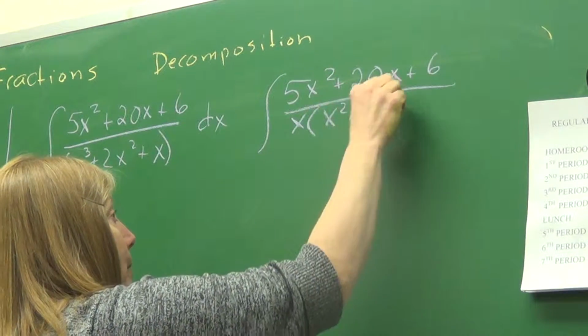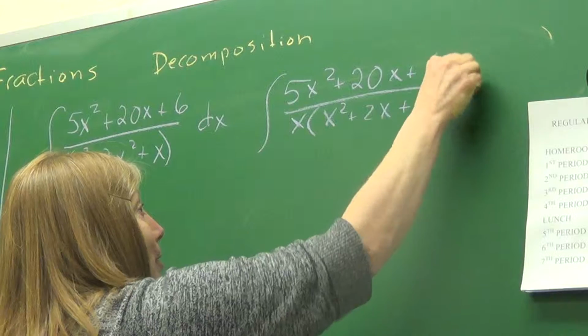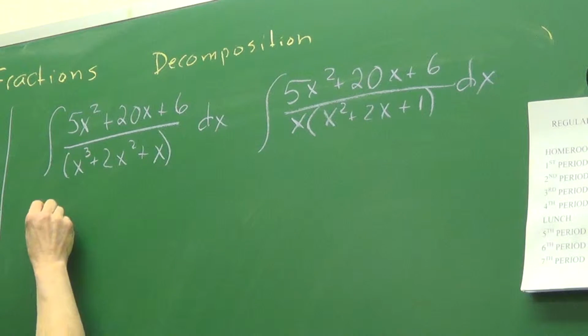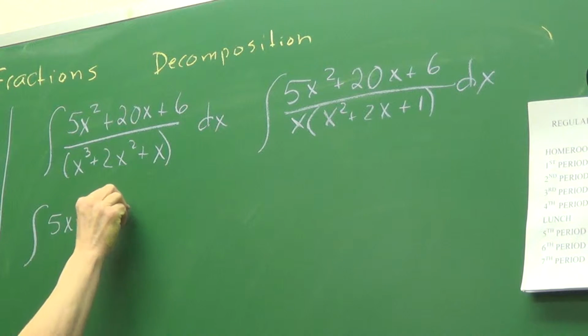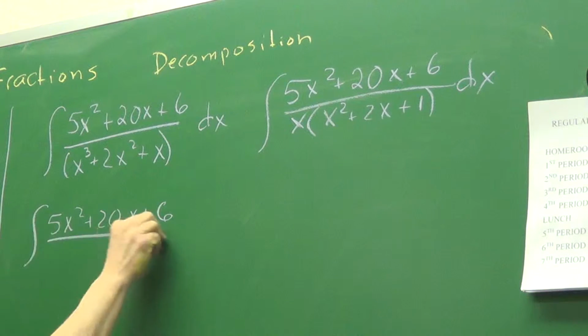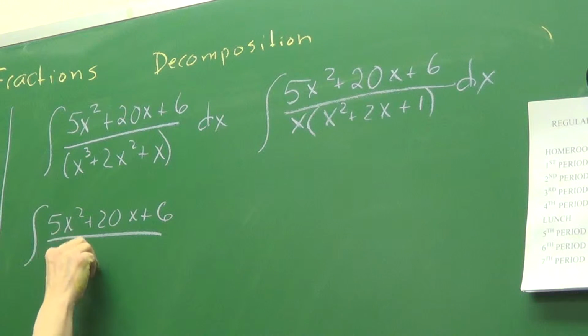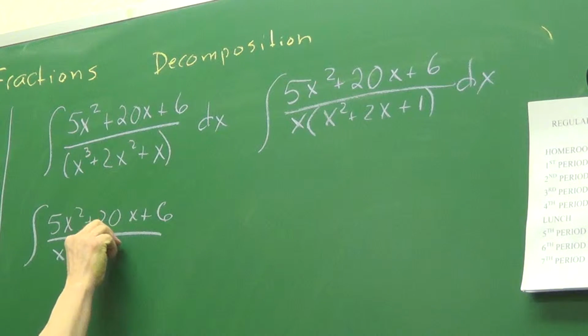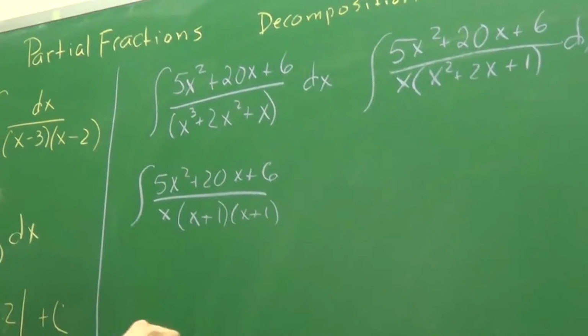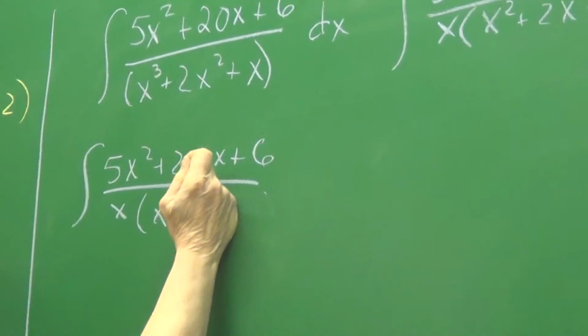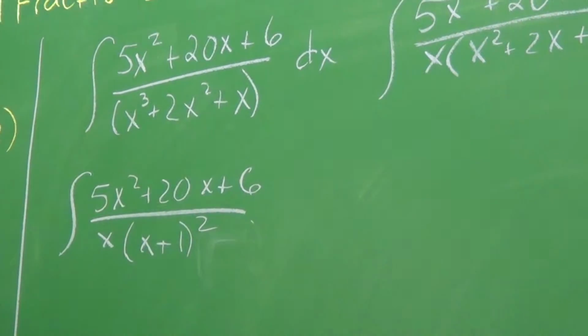Alright, is that factorable? It better be, or we can't do this problem. So Brendan, what is the factored form of that? X plus 1 squared. X plus 1 times x plus 1. I'll write it like that, although it is x plus 1 squared. Actually, I think I like it better, x plus 1 squared.